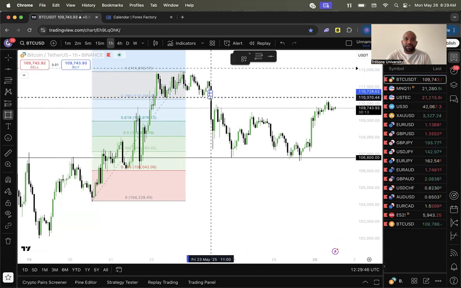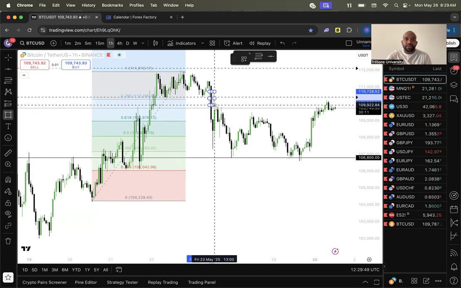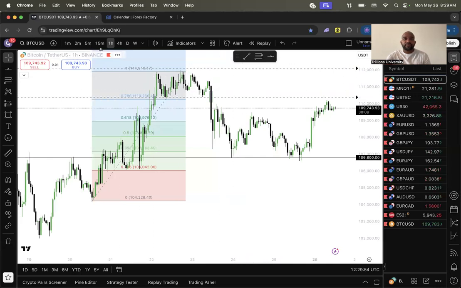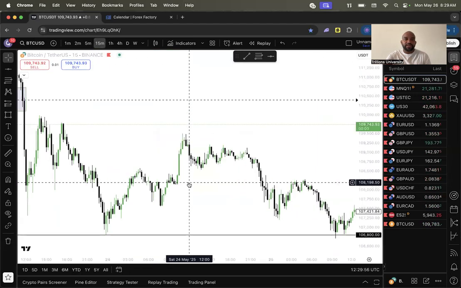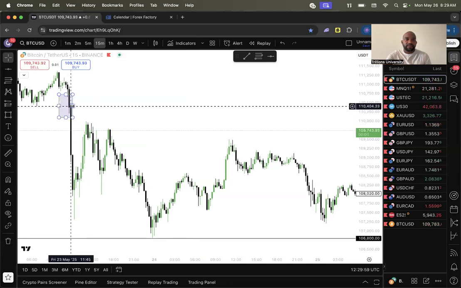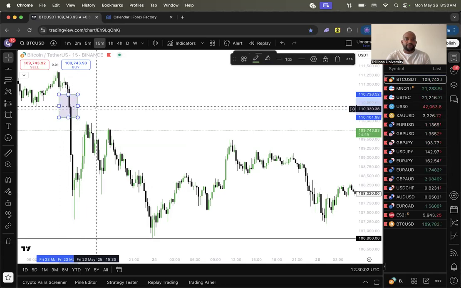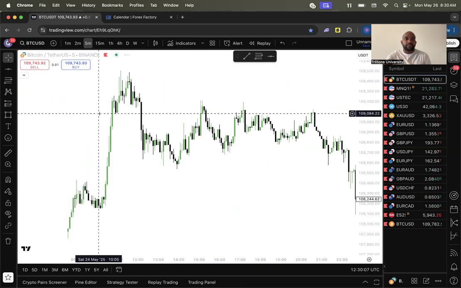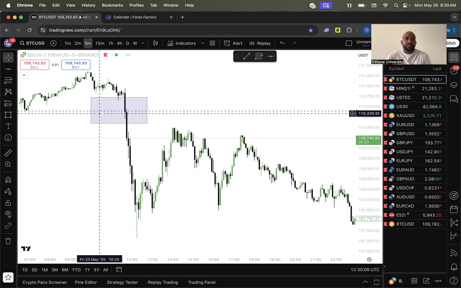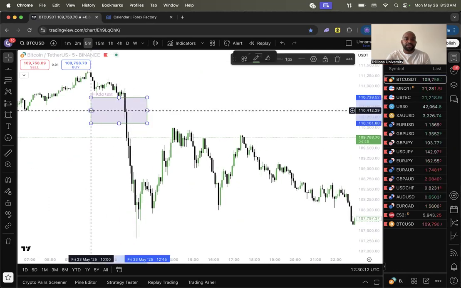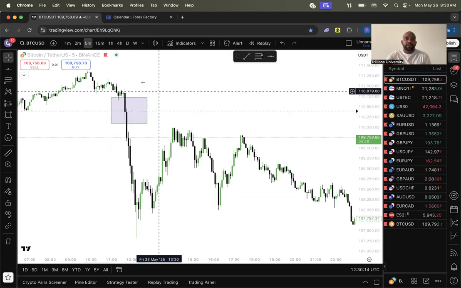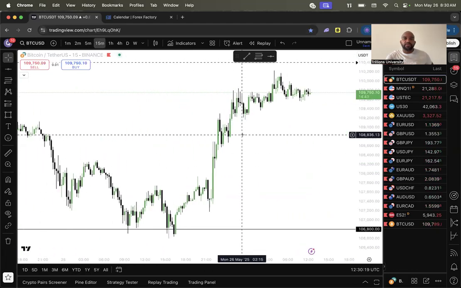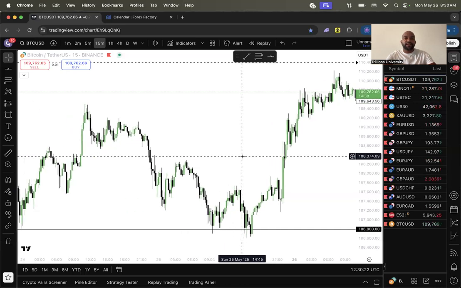Where price moves sharply and fills out this area here, that is an imbalance. Let's just zoom in a little bit so you can see it better. Here, price just moved sharply downwards. And following those kinds of moves, what has happened is the market wants to correct itself.